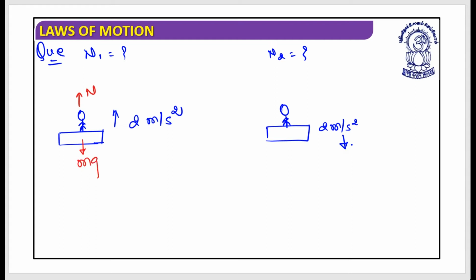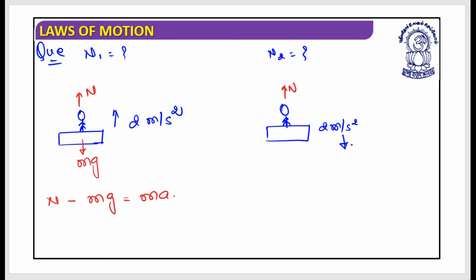This is mg, and it is moving in the upward direction. So this would be N minus mg is equal to ma. I have written it as N minus mg is equal to ma because I know that it is moving in the upward direction, and if it is moving upward, the force acting in the upward direction must be higher. So this is N minus mg is equal to ma.